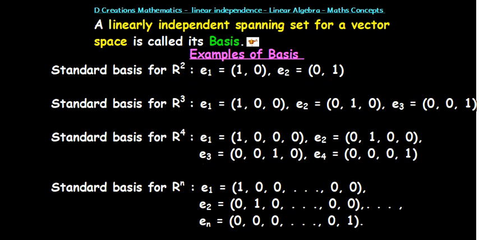We have already seen that standard basis for R3 is the set of vectors 1, 0, 0, 0, 1, 0, 0, 0, 1. Now what is the standard basis for R4? It is logical. 1, 0, 0, 0, 0, 1, 0, 0, 0, 0, 1, 0, 0, 0, 0, 1. You can clearly see that all these vectors form a set of independent vectors and they would be easily able to span R4.